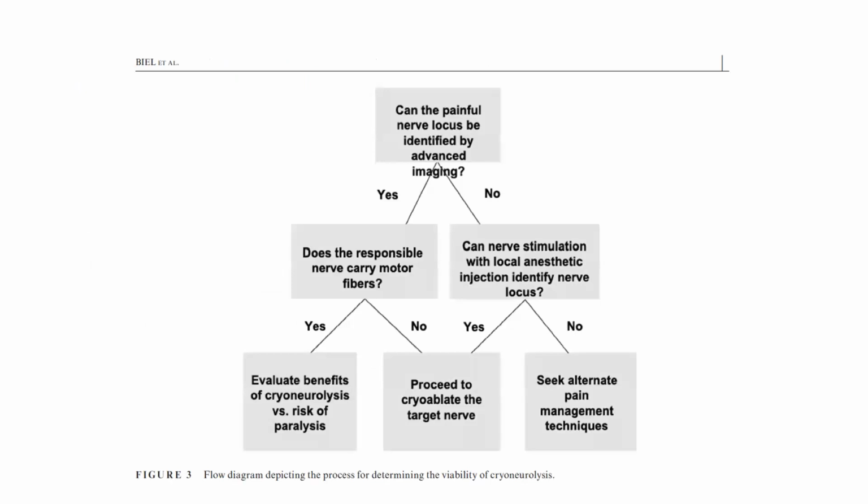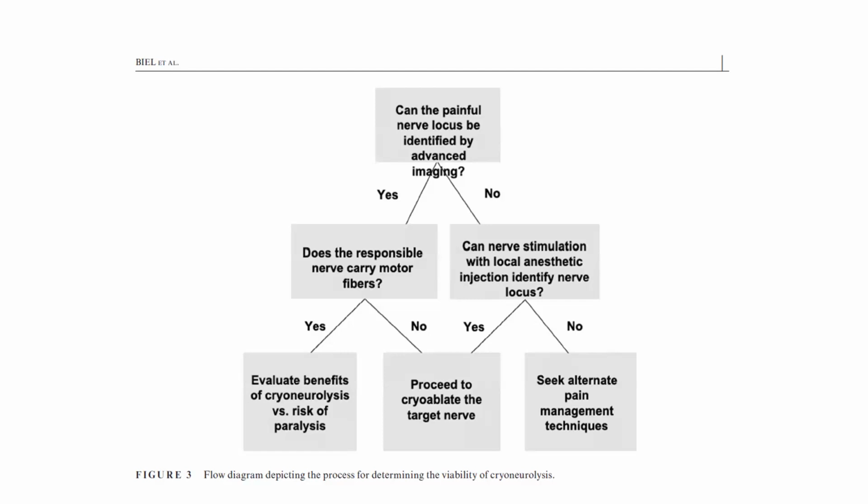So this is a small diagram to see how you can think about it. First, you want to see if you can identify the nerve by advanced imaging. If it's yes, you can see it. Does the nerve carry motor fibers or not? So if you can see it by imaging, by ultrasound, and it does not carry motor nerve fibers, then you proceed with a cryoablation of the targeted nerve.